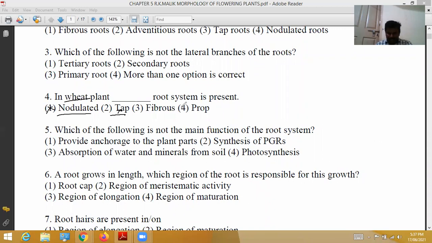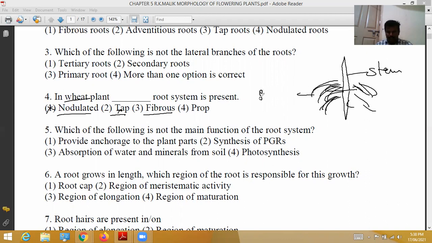So see here, the fibrous root system. In the wheat plant, the fibrous root system is found. In monocotyledonous plants, the primary root is short-lived and is replaced by a large number of roots that originate from the base of the stem. From the base of the stem, a large number of roots originate and form the fibrous root system.